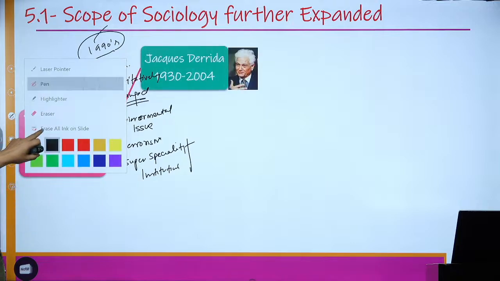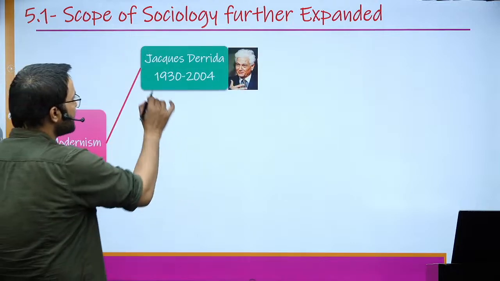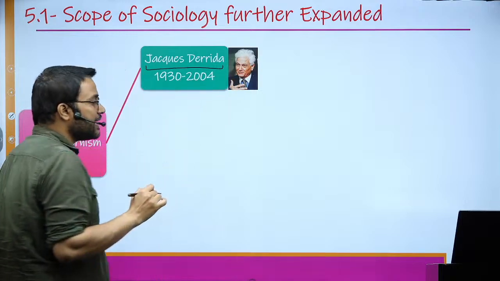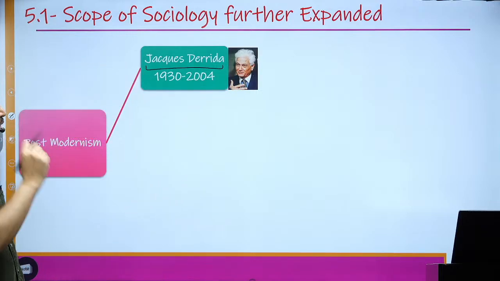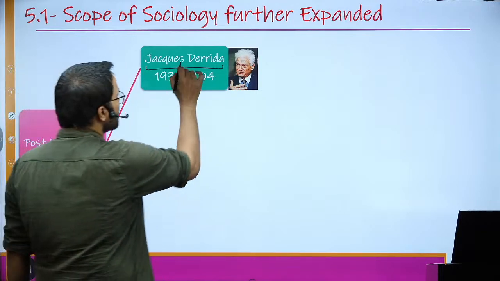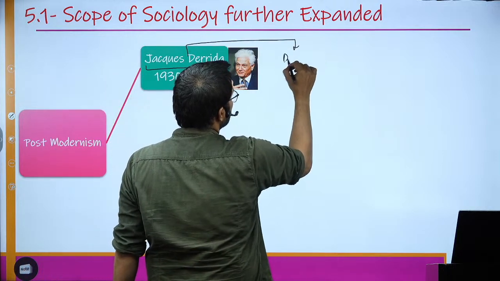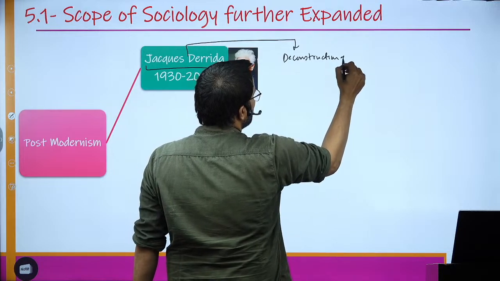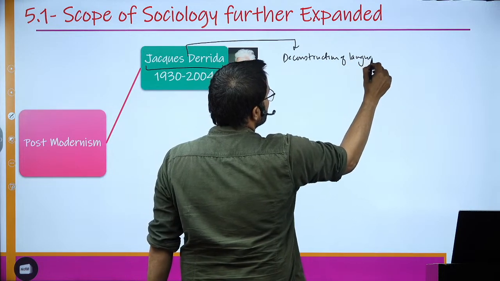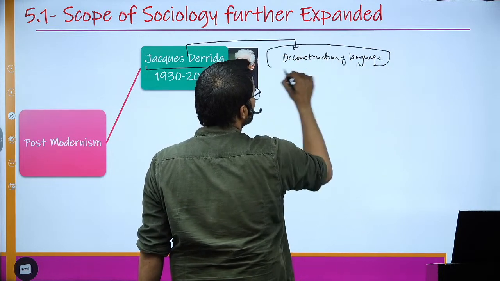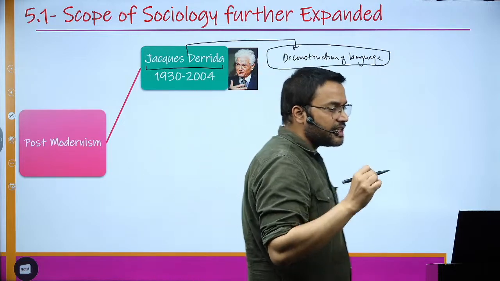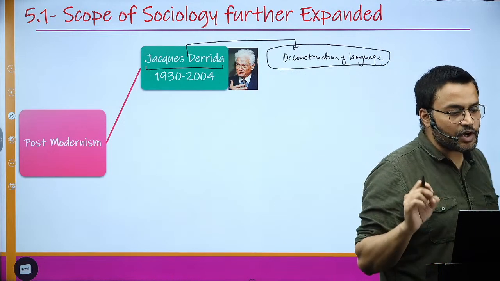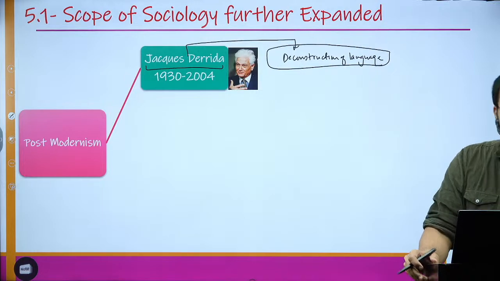Now there are certain thinkers I'm just talking about, like Jacques Derrida. Remember their names. In case a question comes, you need to quote these thinkers. Jacques Derrida was talking about deconstruction of language. Why was he talking about deconstruction of language? Because language in today's world has become very complex. Language itself has become very complex.